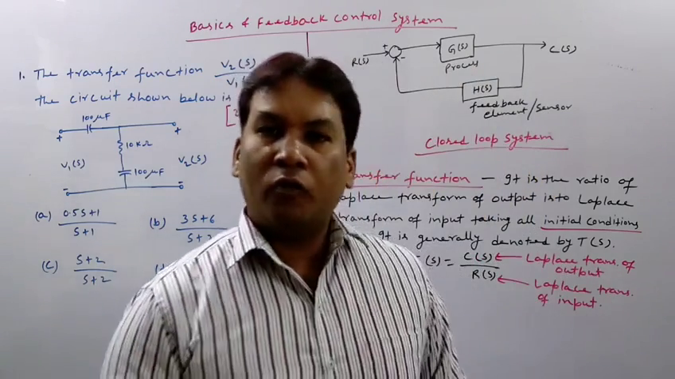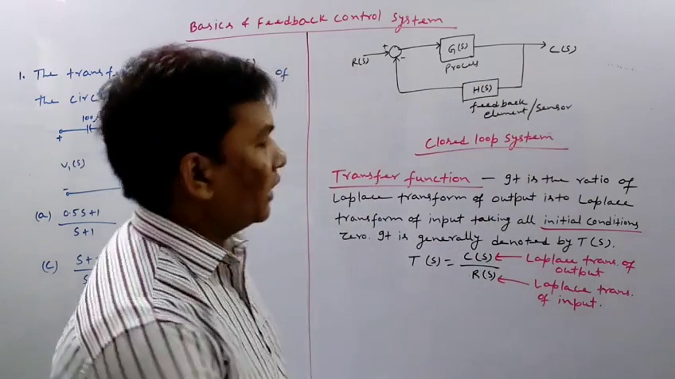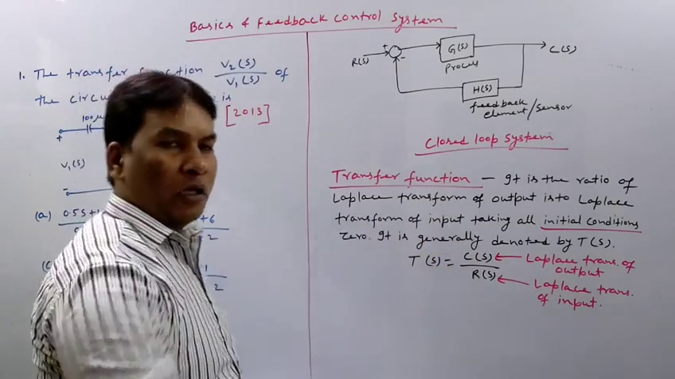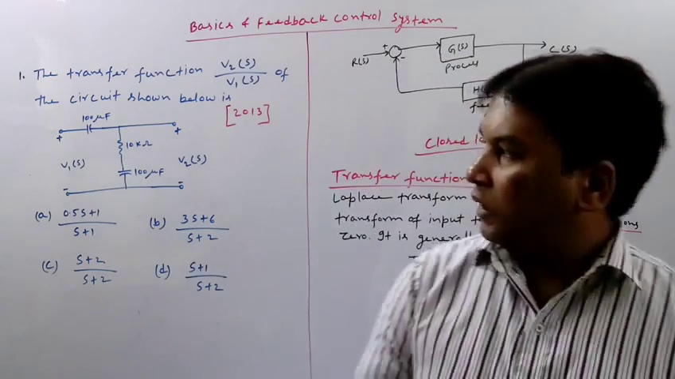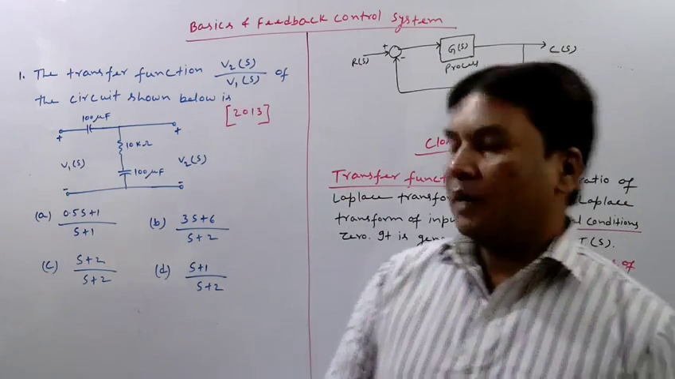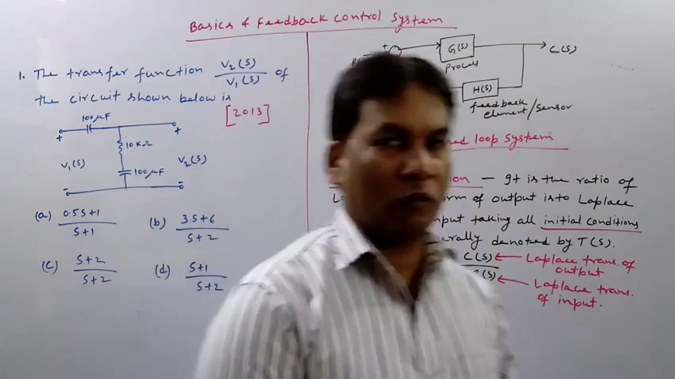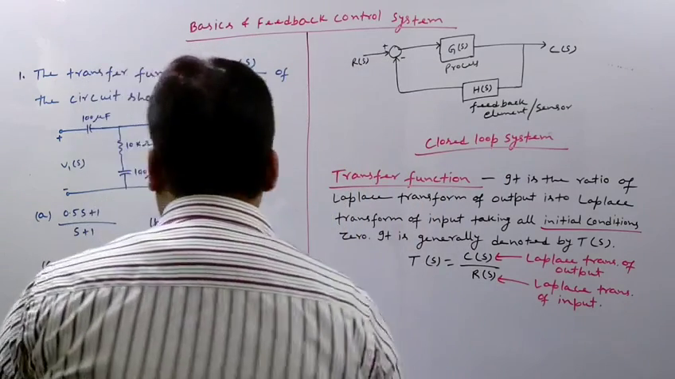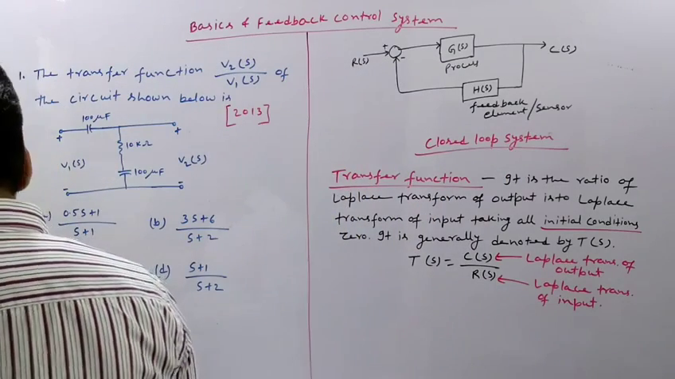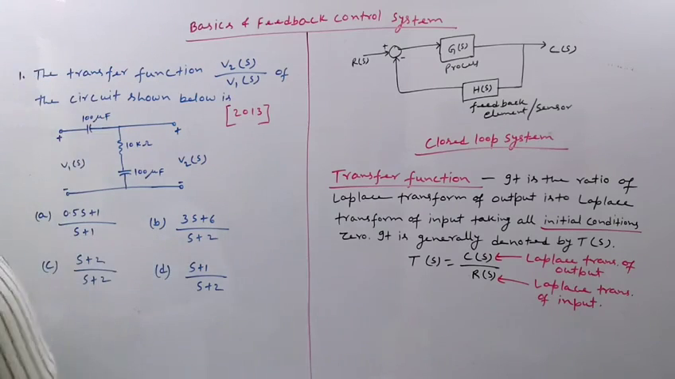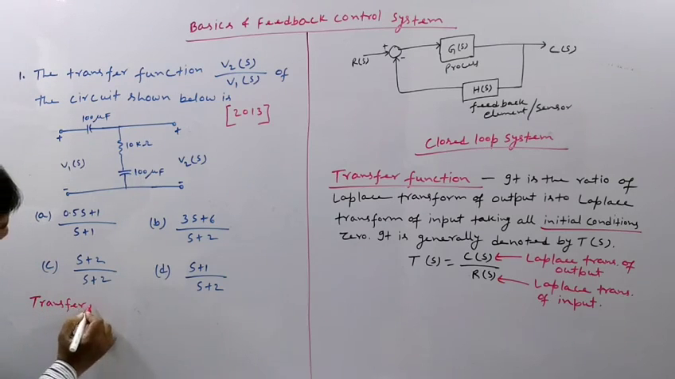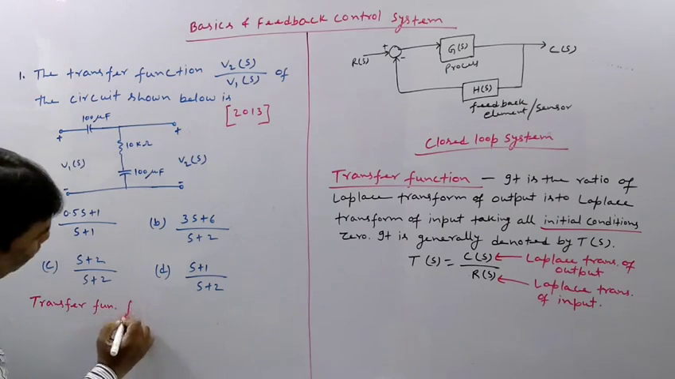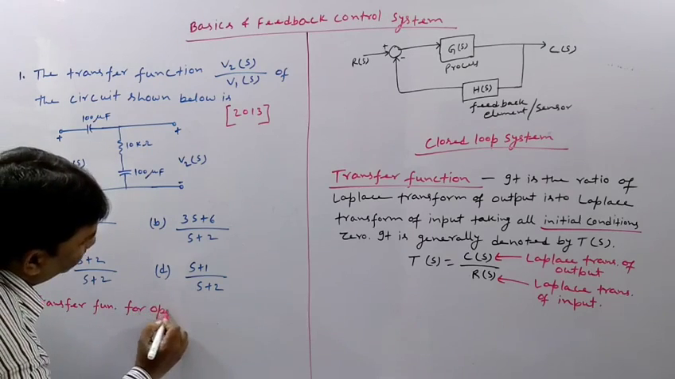Now I think you have understood what is initial condition, and you have also understood what is transfer function. So let me derive the transfer function for open loop system and closed loop system. So what will be the transfer function for open loop system? Let me write here the transfer function for open loop system.